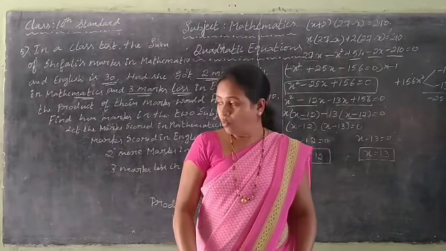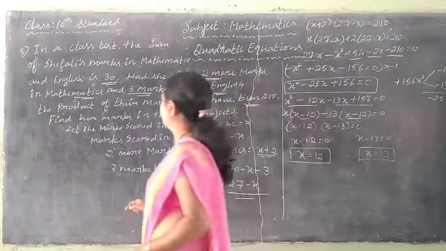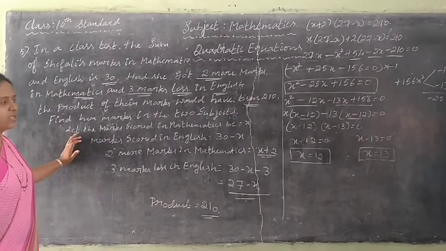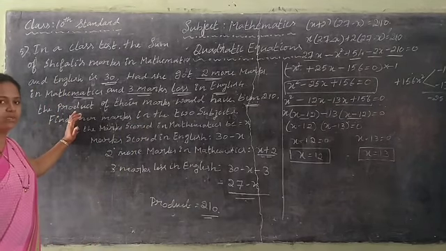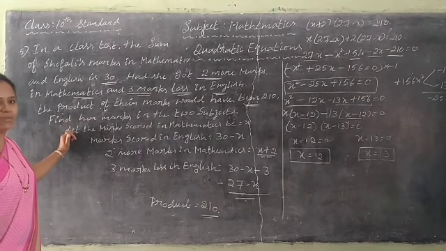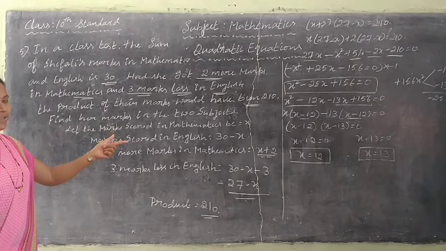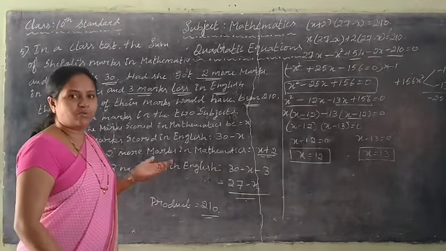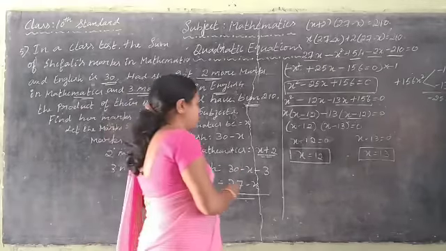Okay, what is told to find out here? Find the marks in the two subjects. You have to find the marks in both the subjects, that is in mathematics as well as in English. Now we got the value of x as 12 and x as 13. You can consider any value, children. 12 also you can consider or 13 also.